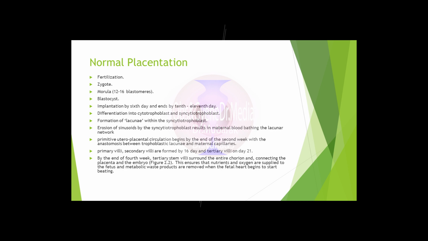Fertilization occurs in the fallopian tube, and the fertilized ovum enters the uterine cavity around the third day as a morula, 12 to 16 blastomeres. The inner cells of the morula differentiate into an inner cell mass that will form the tissues of the embryo. In contrast, the surrounding cells differentiate into the outer cell mass that will give rise to the trophoblast, which will subsequently form the placenta.